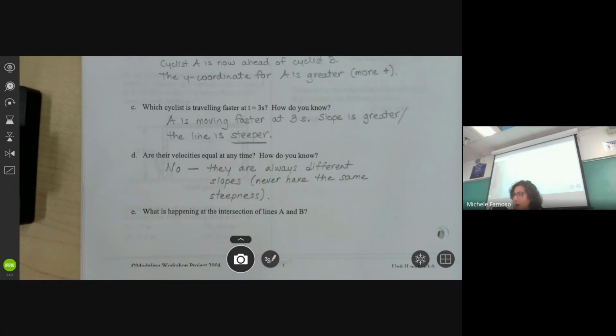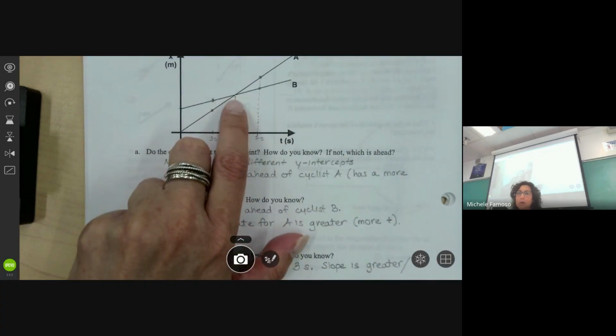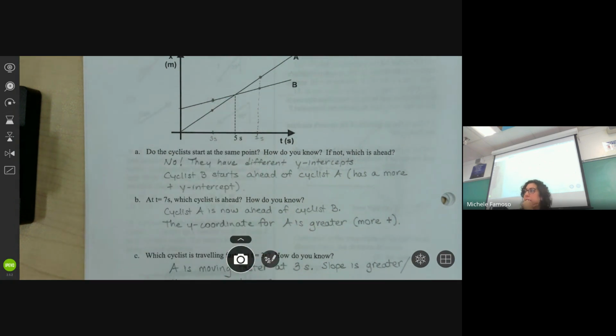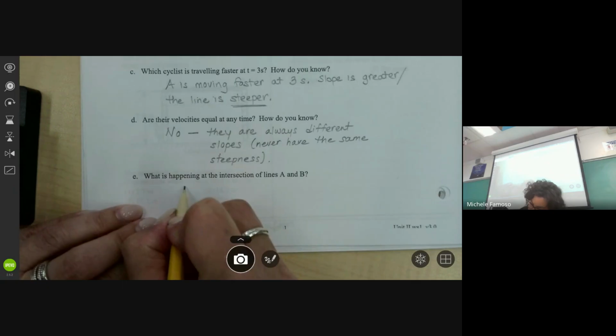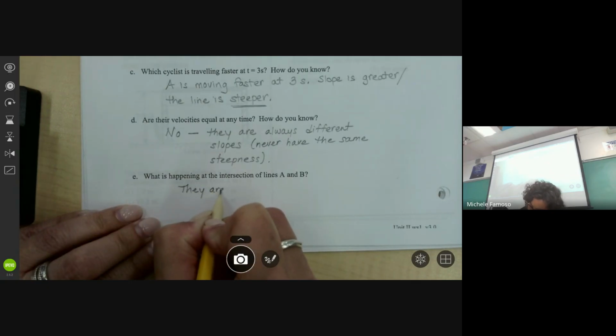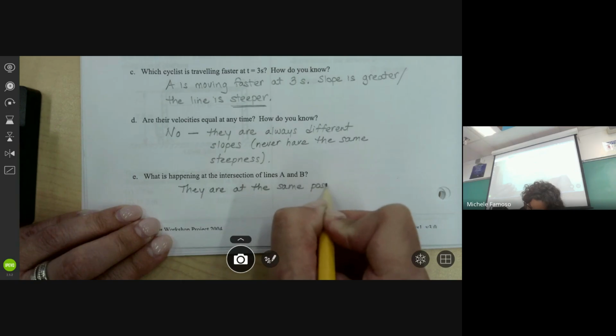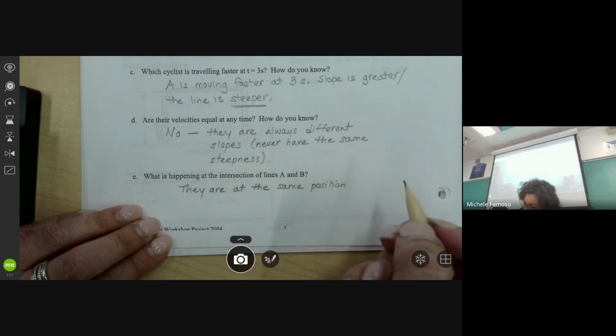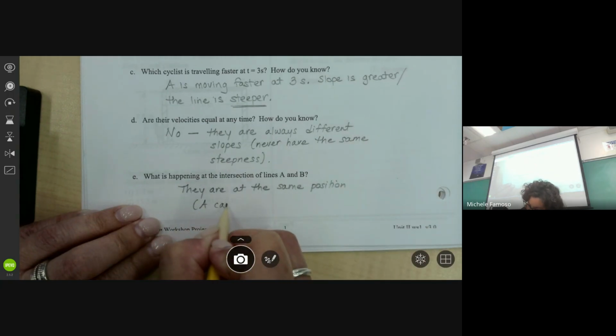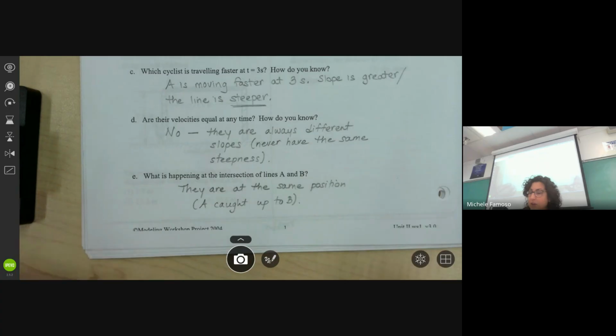So A and B intersect at 5 seconds, right? What is that point of intersection telling you? Anson? That's right. They are at the same position. That is where cyclist A catches up to B, and then eventually passes them at that point. Good?